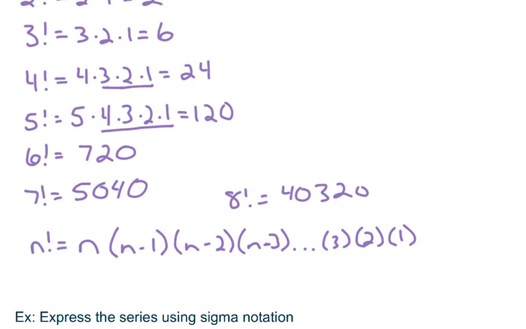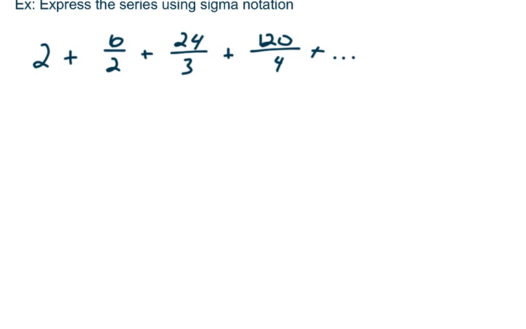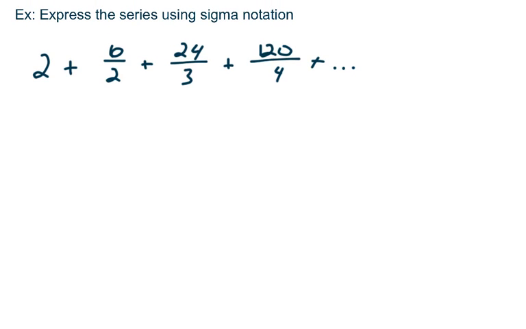So let's try one example here. Express the series using sigma notation: 2 plus 6 over 2 plus 24 over 3 plus 120 over 4 plus forever. Okay, let's think about this. I don't have a denominator in the first term, but we can assume it's 1. If we look at the denominators, it looks like it's just counting by ones, so we'll say the denominators are n, because it's the nth term. The first term has a denominator of 1, the second term has 2, the third term has 3, the fourth term has 4, and it would continue.